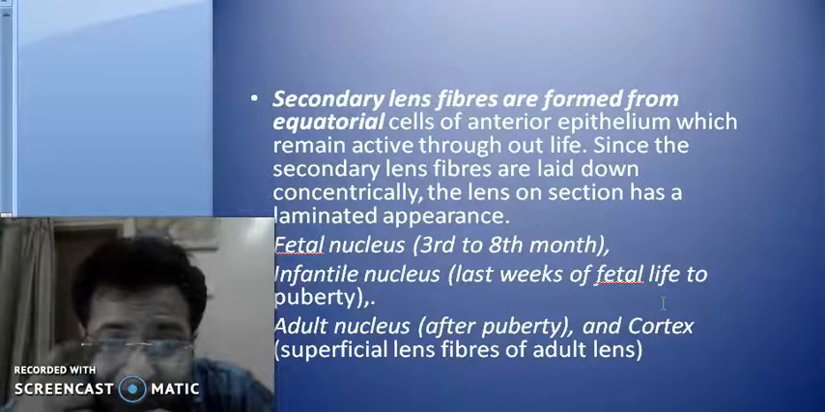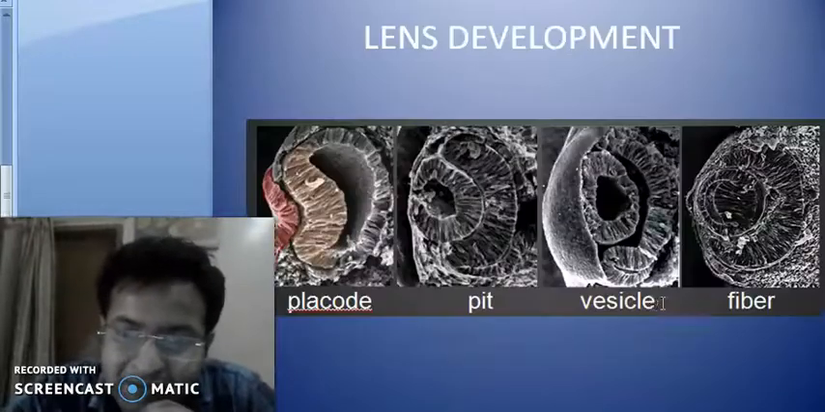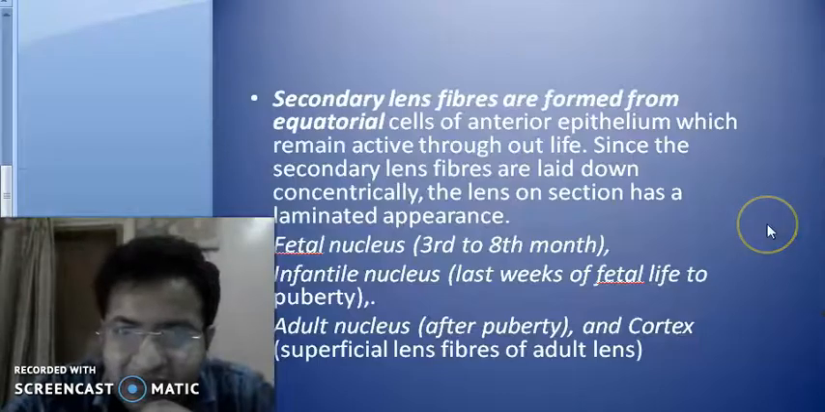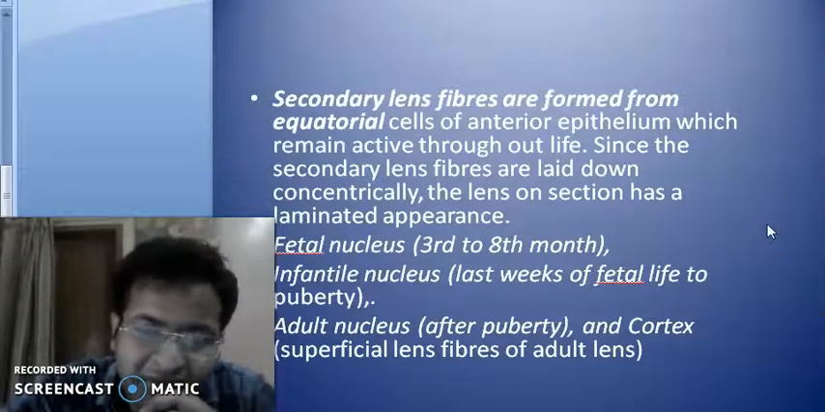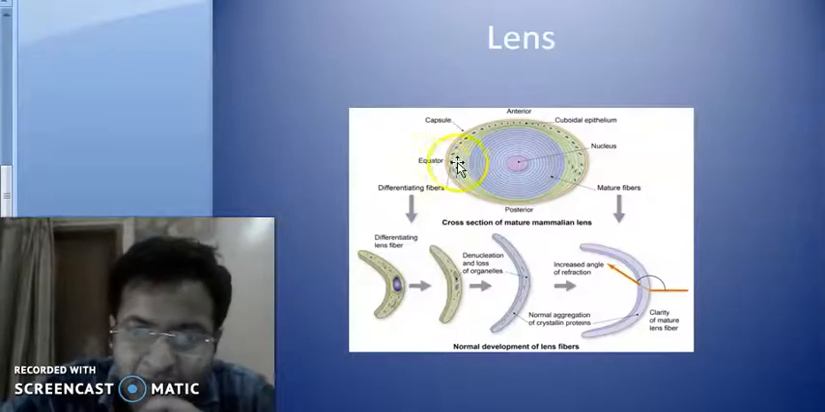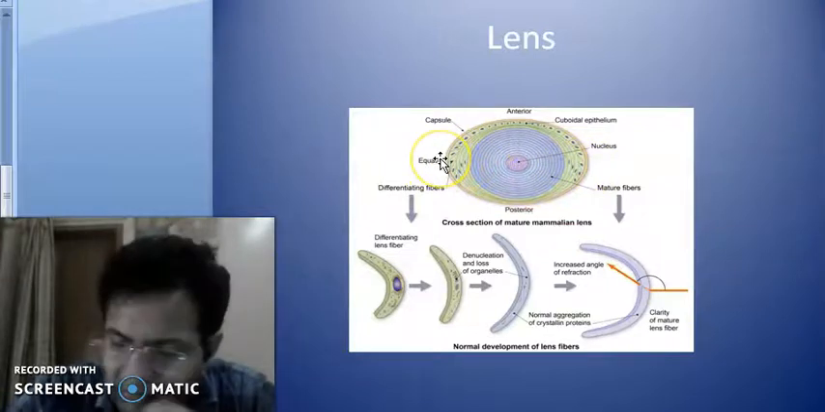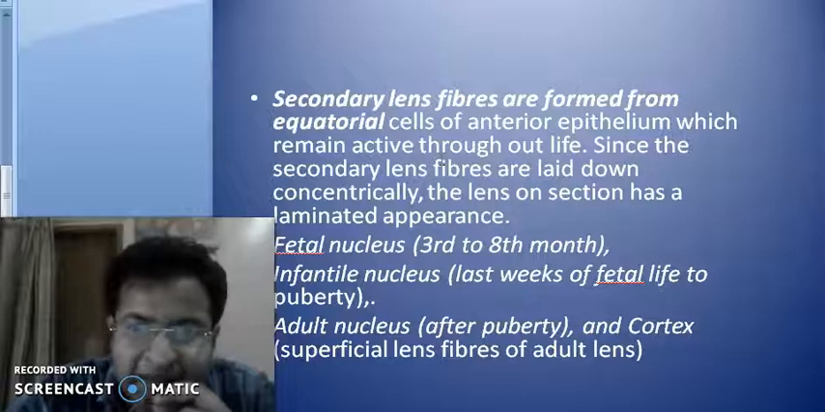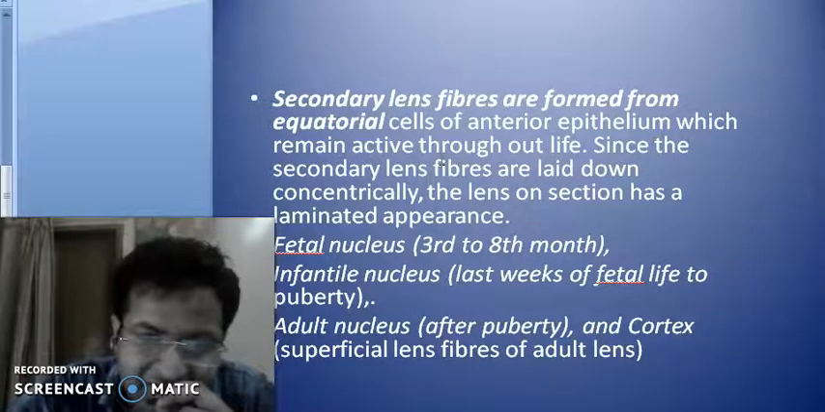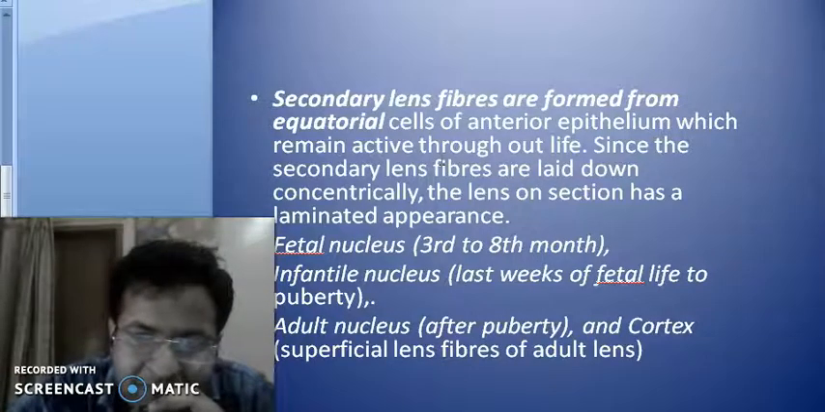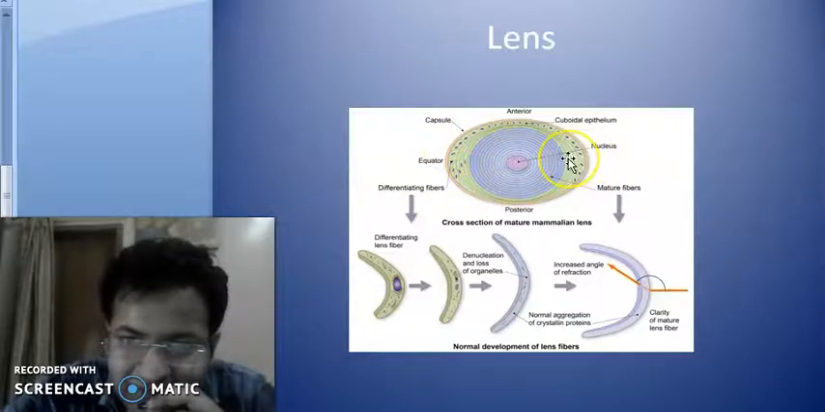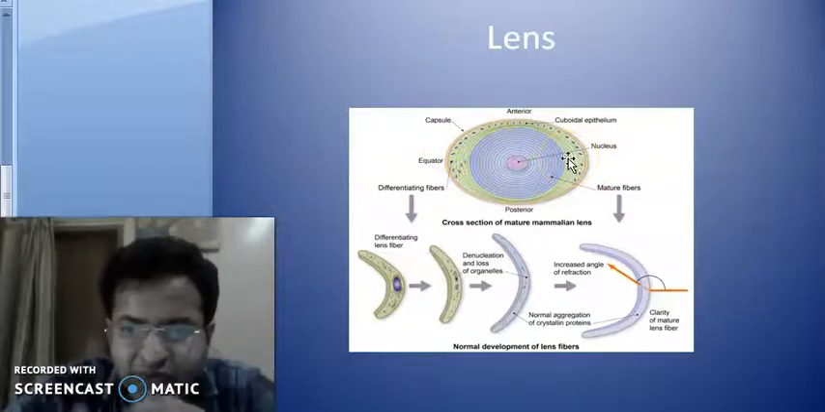What are the secondary lens fibers? Primary lens fibers have already been laid down. What are now the secondary lens fibers? Secondary lens fibers are formed at the equator from anterior epithelial cells, and these remain active throughout life. Since the secondary lens fibers are laid down concentrically, they push the nucleus inside.